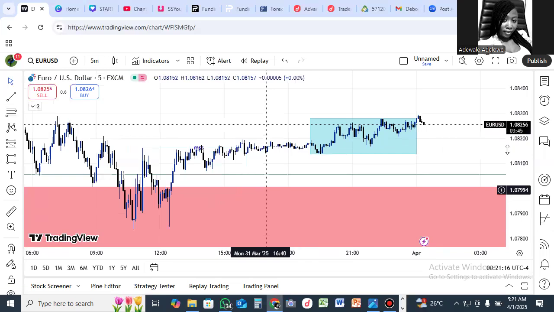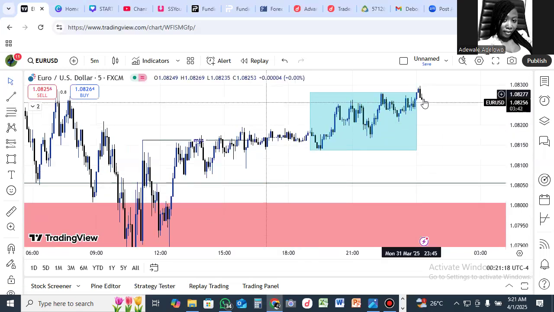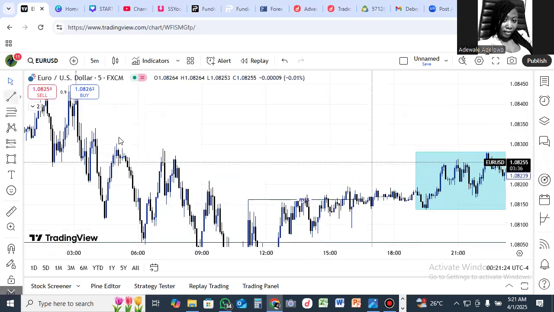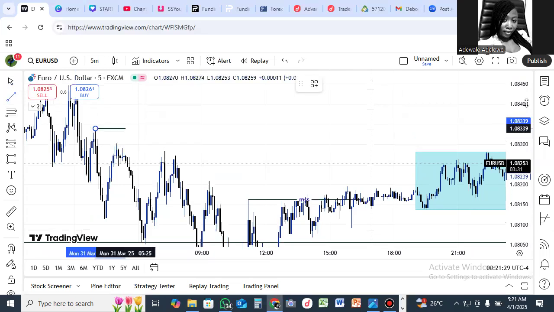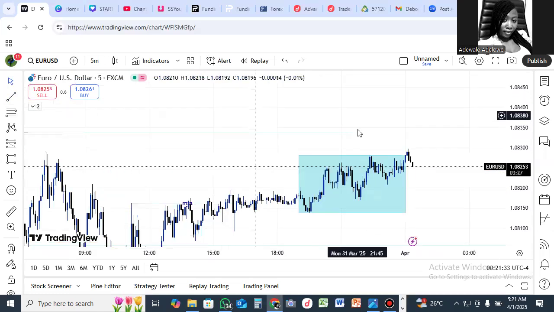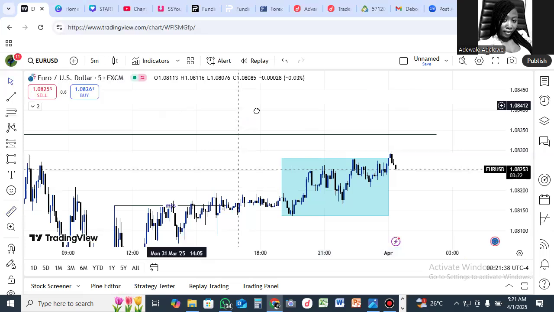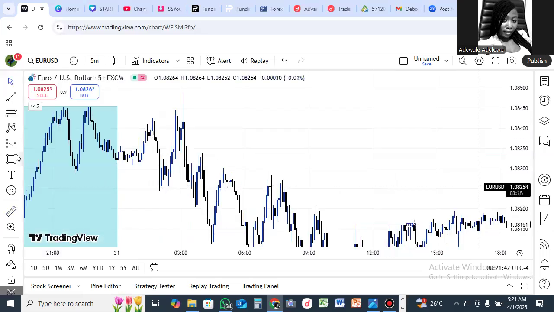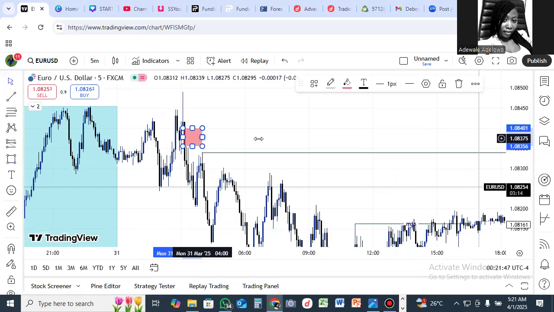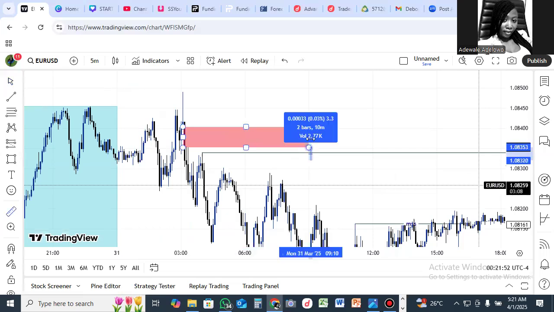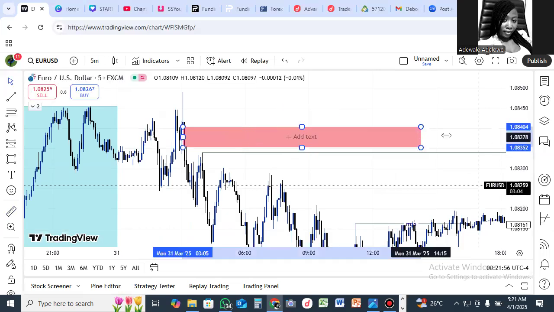So the analysis is that price has taken Asia high. It's sweeping liquidity. I don't know how far this sweep will go. Down here, that's a buy side liquidity on a very small scale. So I'm expecting price to reverse from this point here.